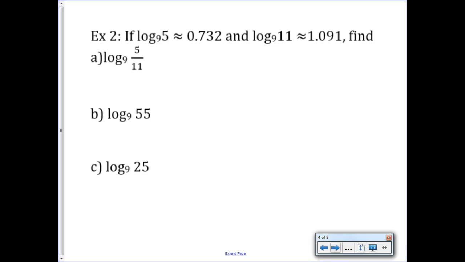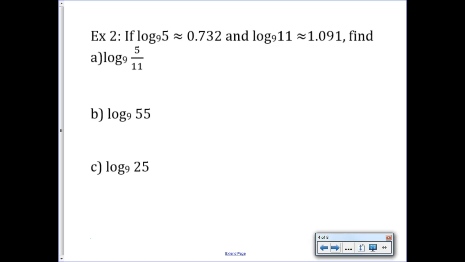Alright, another thing you're going to see is log approximations. These were used a lot before calculators were prevalent and we could plug into calculators. So this is telling us the log of 5 base 9 is about 0.732 and the log of 11 base 9 is about 1.091, find these things. So we want to try to get to the log of 5 base 9 and the log of 11 base 9 and separate those out so we can plug in those approximate values.